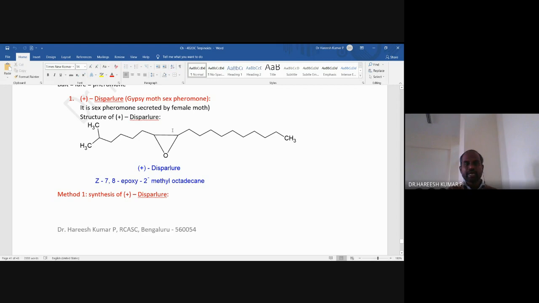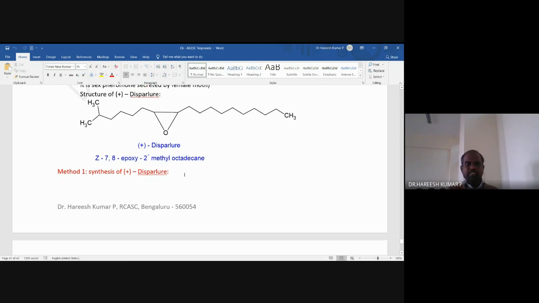So 7,8, and this epoxide is in the cis form. That is the reason it's called Z. Z-7,8-epoxy-2-methyl. This substituent is the 2-methyl octadecane. So decane means 10, octa means 8, octadecane means 18 carbon.